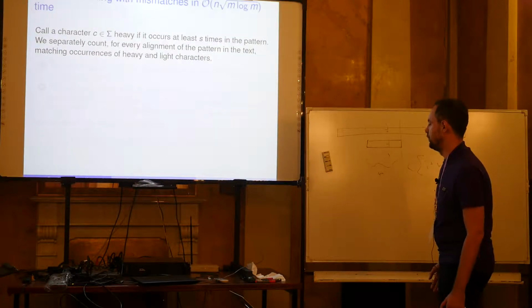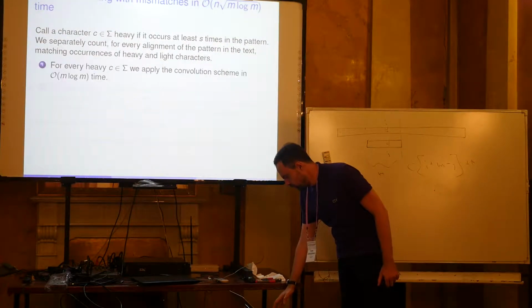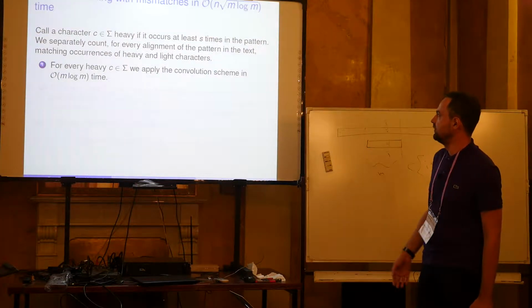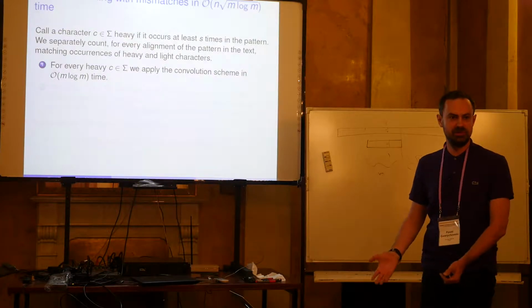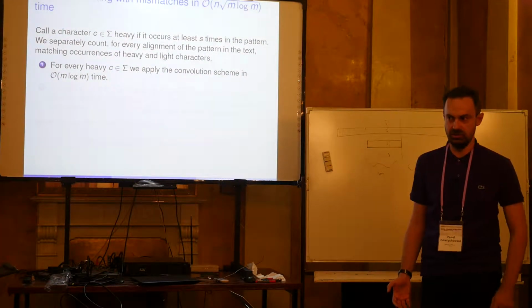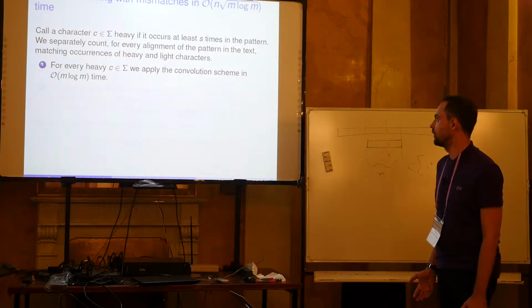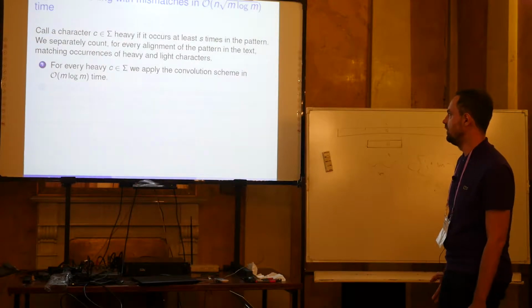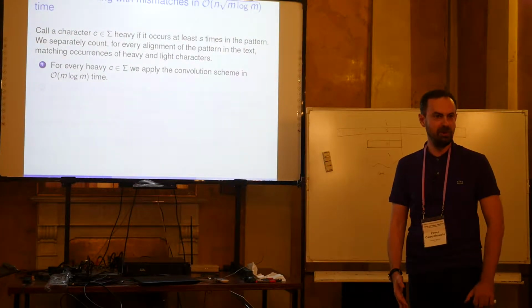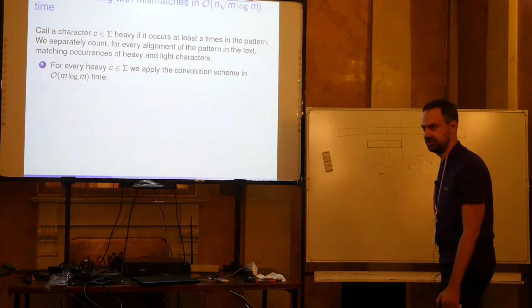So what can you do exactly here? If you have a heavy character C, oh, I didn't tell you. A character is heavy if it occurs many times. So there is some threshold S, and we will adjust S at the end of this algorithm. So if your character is heavy, then you just run this convolution scheme. So you pay m log m for this heavy character. That's what you do for heavy characters.